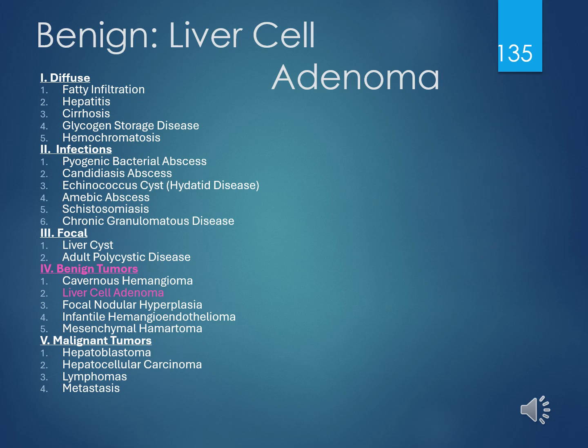Next benign tumor is liver cell adenoma. We'll also be talking about focal nodular hyperplasia intermittently about the same time, and then following.